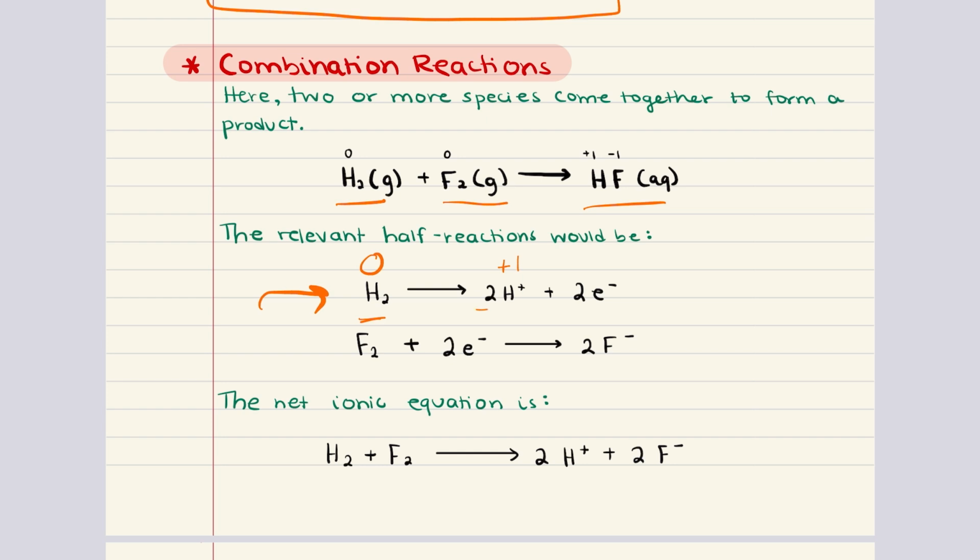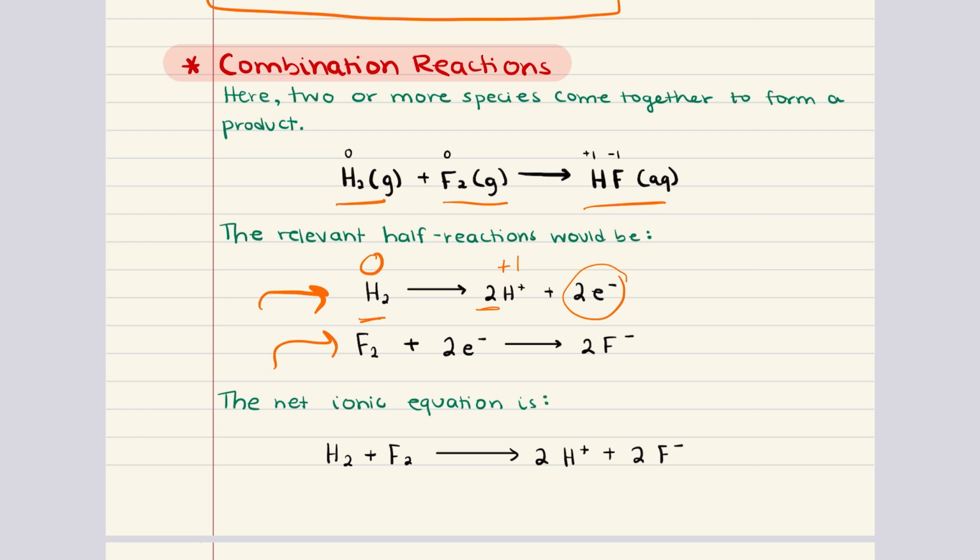Notice that here we've added 2 hydrogen ions so that we can balance our hydrogen gas. And to balance the charge, we've also added 2 electrons. Here we see our reduction half reaction.